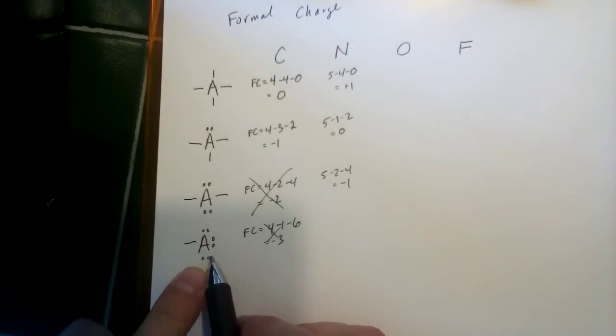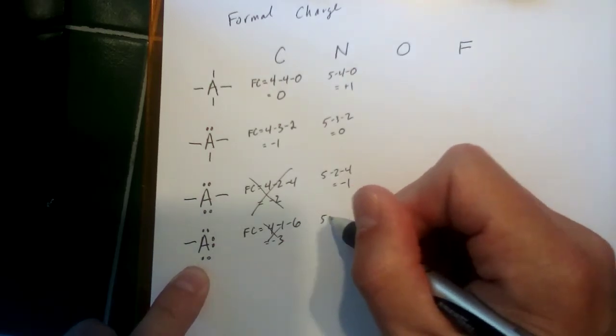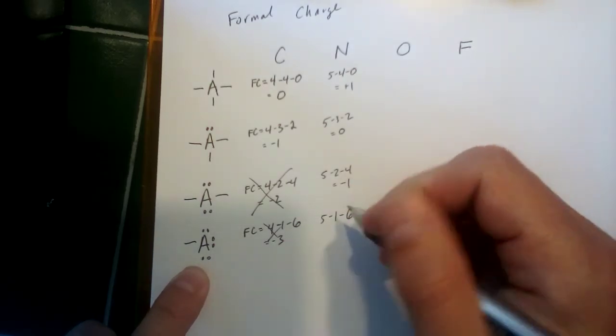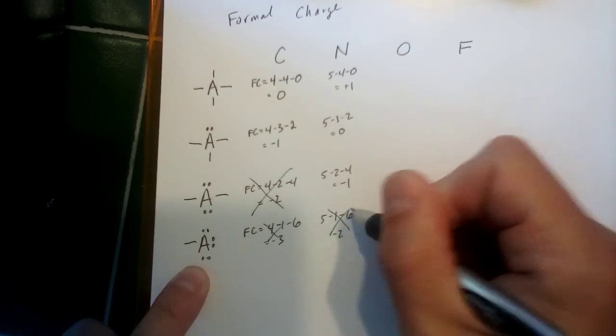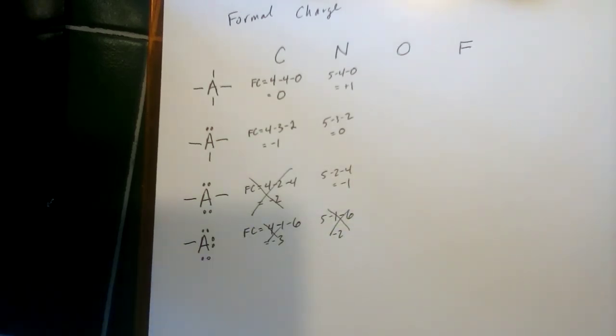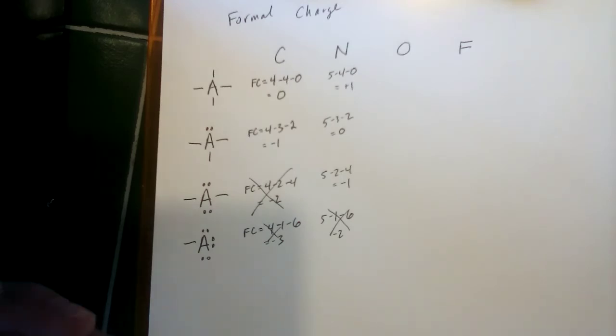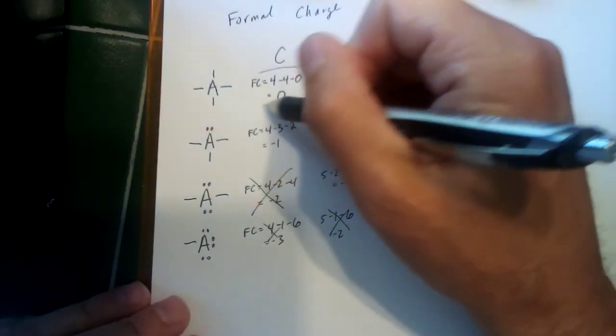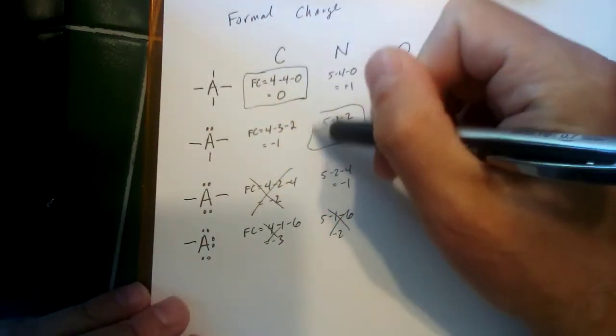But don't draw a nitrogen like the bottom one. 5 - 1 - 6, that's a charge of -2. Don't ever do that to your nitrogens. Okay, so you can maybe see a trend here. The best one is where we end up with 0, right?